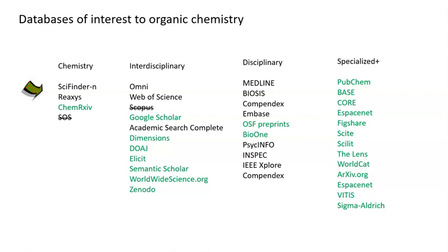PubChem I use all the time for structures. BASE and CORE I use to harvest web pages and documents from around the world. SPACENET is a database for patents. Figshare I use all the time to find data. There are other ones all the way down to Sigma-Aldrich at the bottom, which is an online commercial chemical and pharmacological catalog to buy chemicals, but it has data that is not easily found elsewhere. So lots of databases. SciFinder-n is what we're using today.